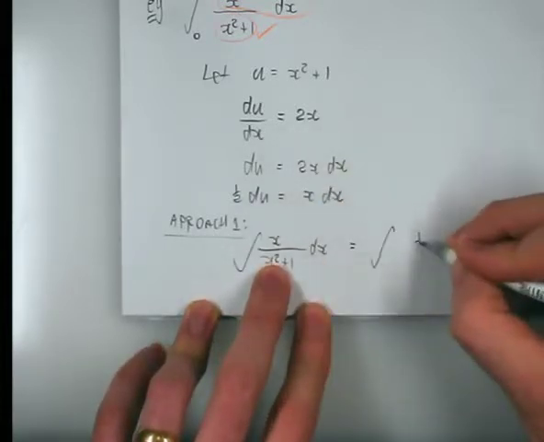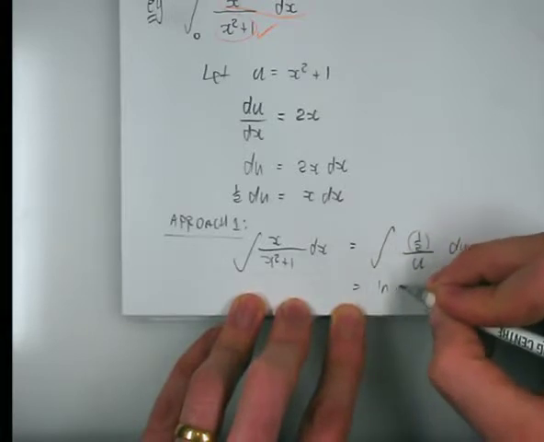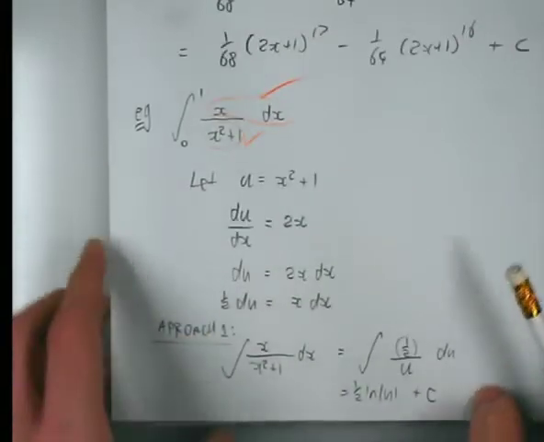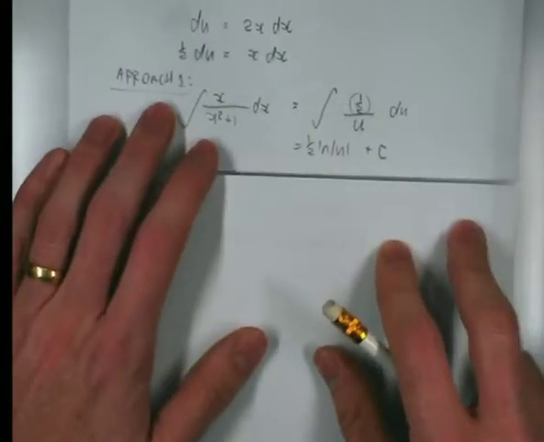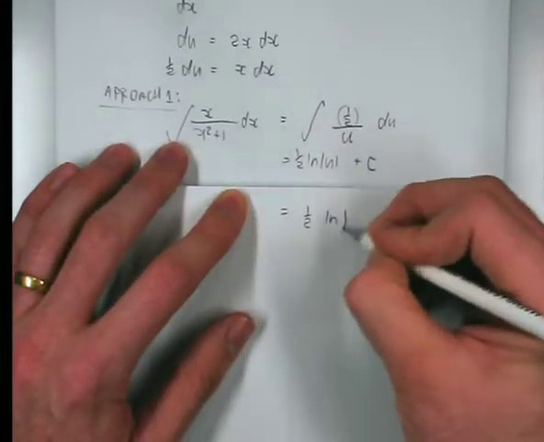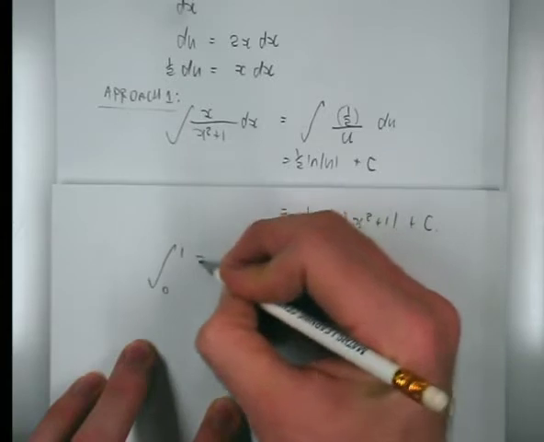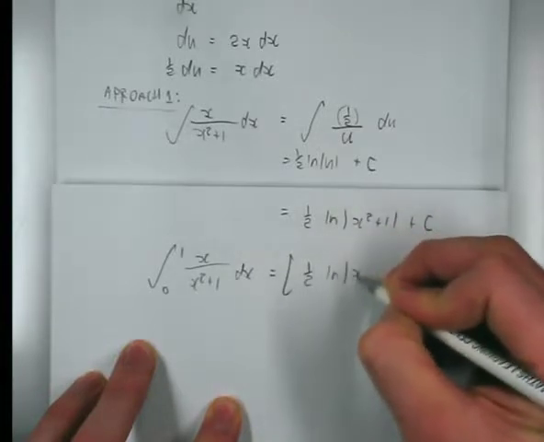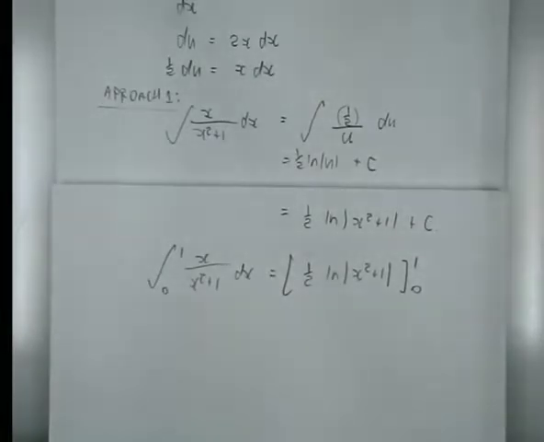So the x dx was a half of du, and the x squared plus 1 was u, which is half of ln u plus c. ln 0 doesn't exist, but that's okay because u isn't 0, x is 0. Then actually sub the x's back in, ln of x squared plus 1. Therefore the integral from 0 to 1 of x over x squared plus 1 must be half of ln x squared plus 1, 0 to 1. So just figure out the indefinite integral and then do the definite integral.